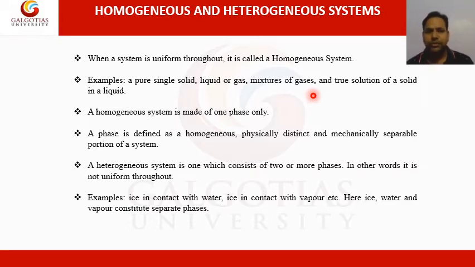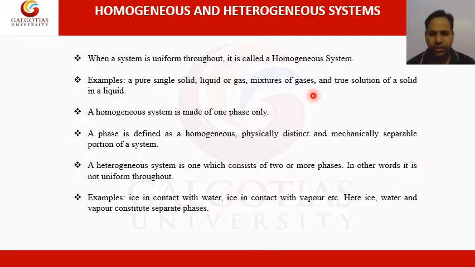A phase is defined as a homogeneous, physically distinguishable and mechanically separable portion of a system. For example, water has different phases: a liquid phase, a solid phase and a vapor phase. So water is considered to have three phases: solid, liquid and vapor.